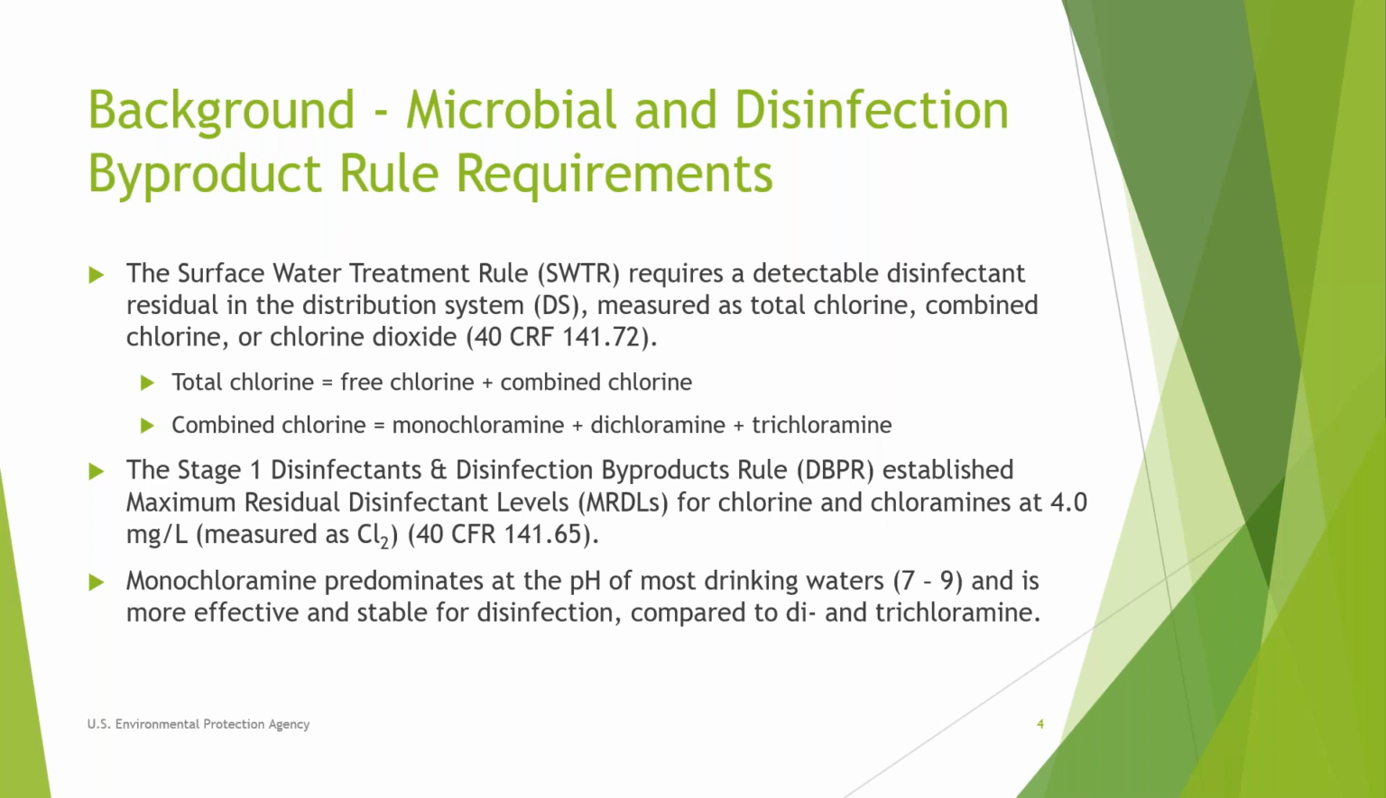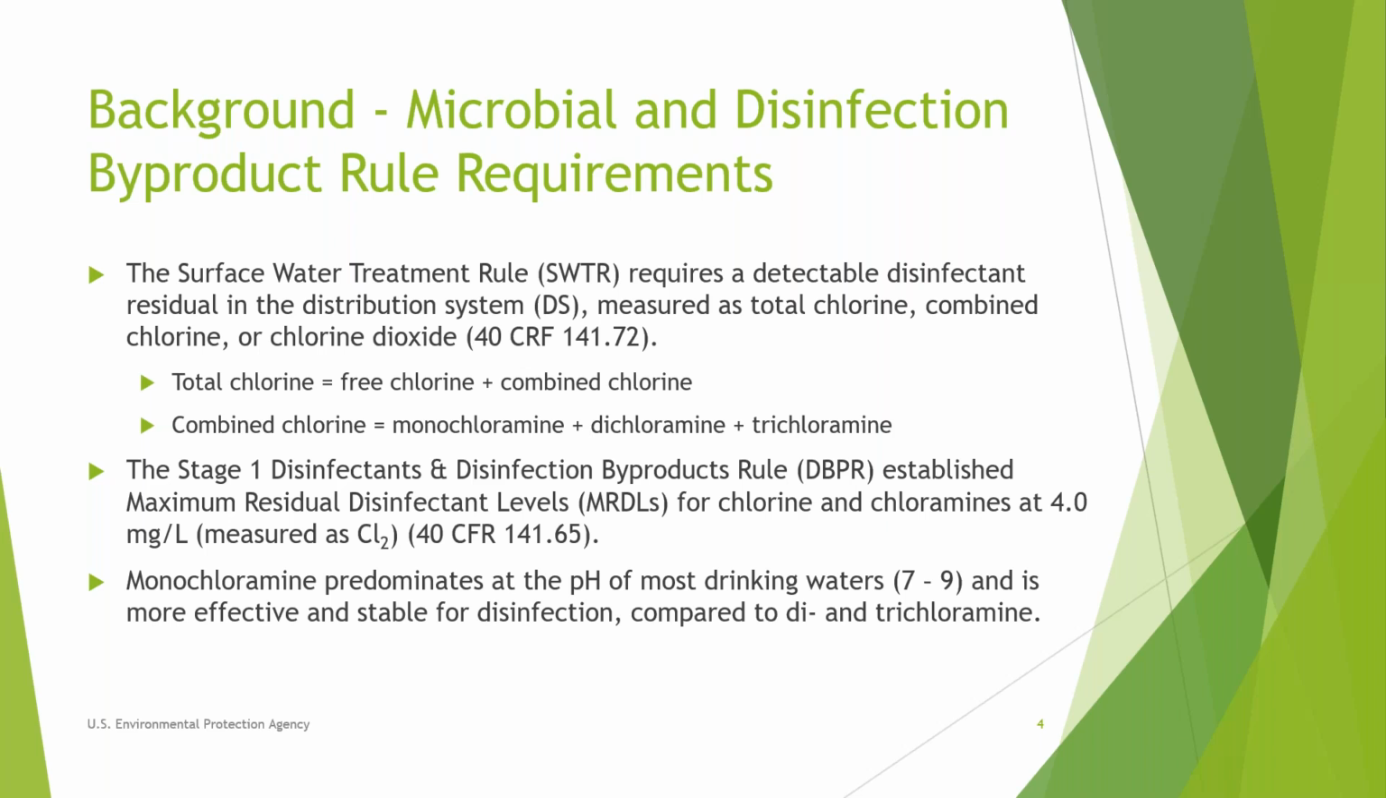So an additional regulatory requirement is the Stage 1 DBP rule, and that rule established MRDLs for both chlorine and chloramines at 4 milligrams per liter measured as Cl2. And the reference for that is 40 CFR 141.65.